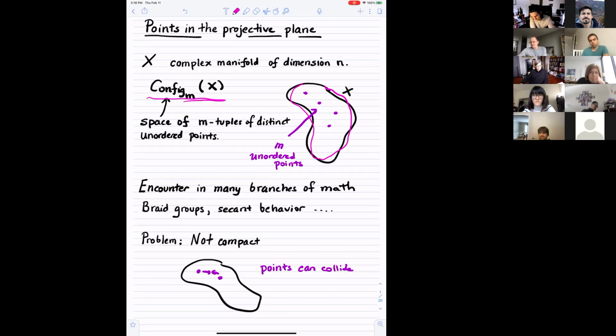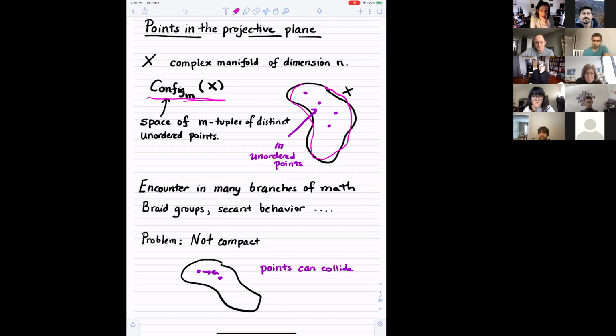Most of us encounter a version of this space at some point, whether you're studying braid groups, or secant planes to a manifold, or doing algebraic geometry. Many of us encounter this space of M tuples of points. Somehow we want to understand the geometry of the space. The immediate problem that you see with this is that it's not compact.